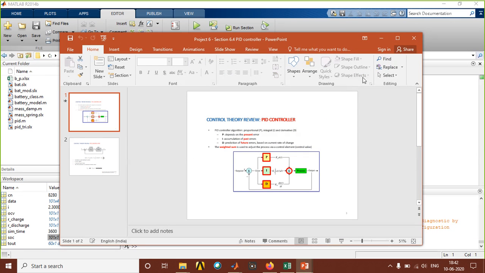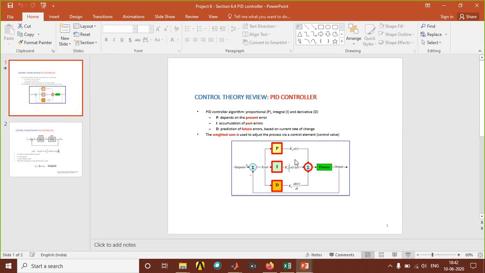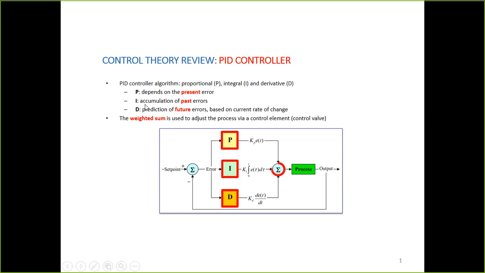Sorry, I forgot the future. That's what I told you. If you use I, the integral term, that is accumulation. It will look at past errors and from that it will create a value. That value will be compared to the present error. So based on the past and present, your system should be able to predict your future. That is the derivative term.